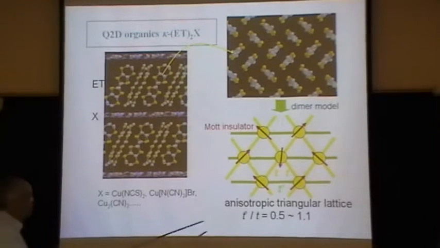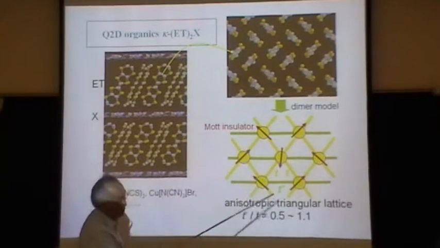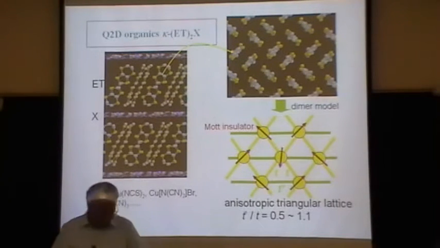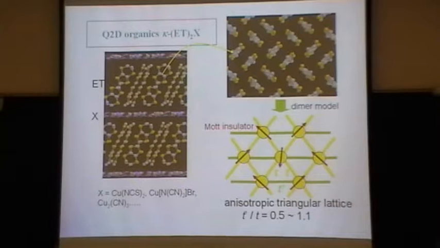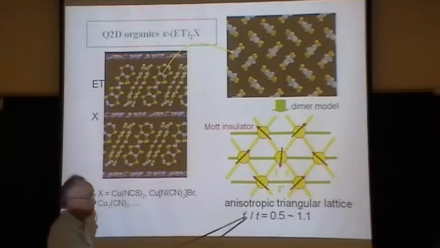Now, one thing you can change is the anisotropy. So the structure actually is a squashed triangle. There's a t prime hopping term and the t term. And by tuning this X, you can change the anisotropy.